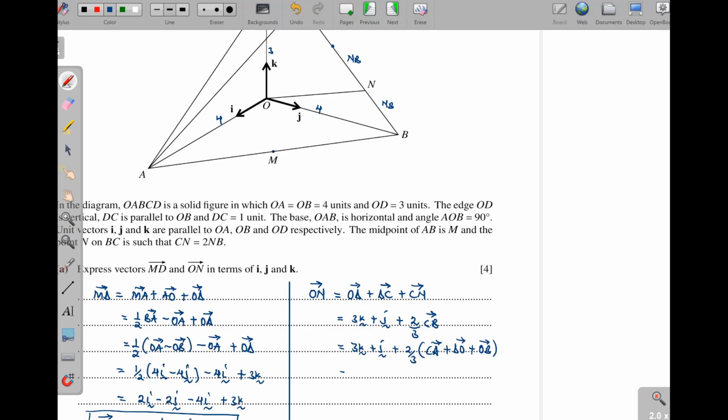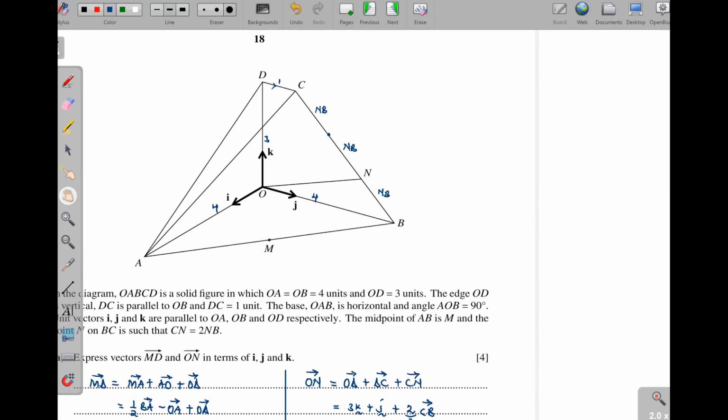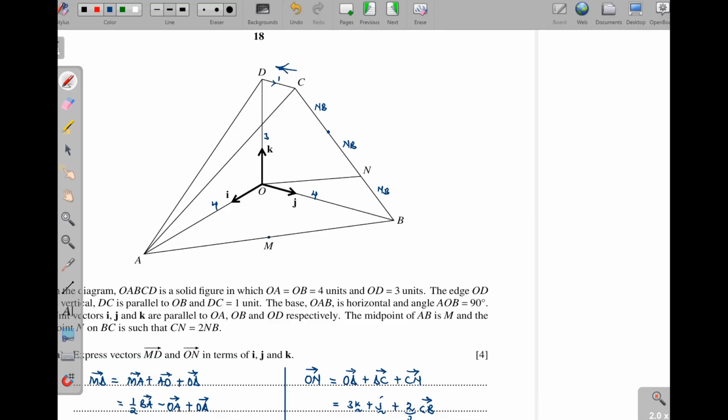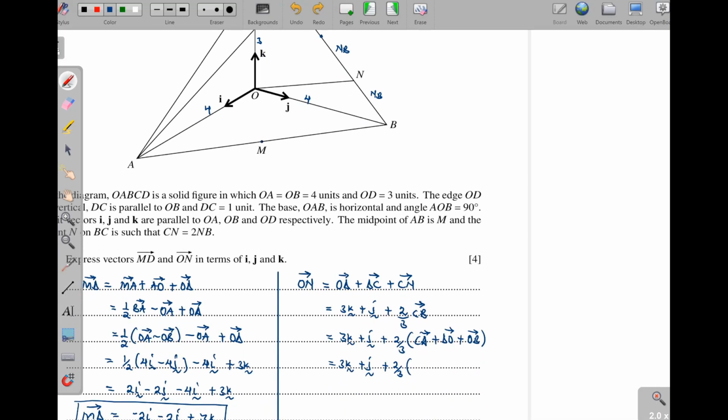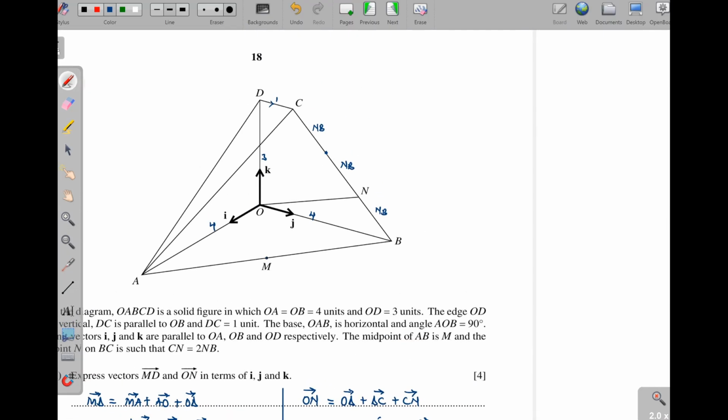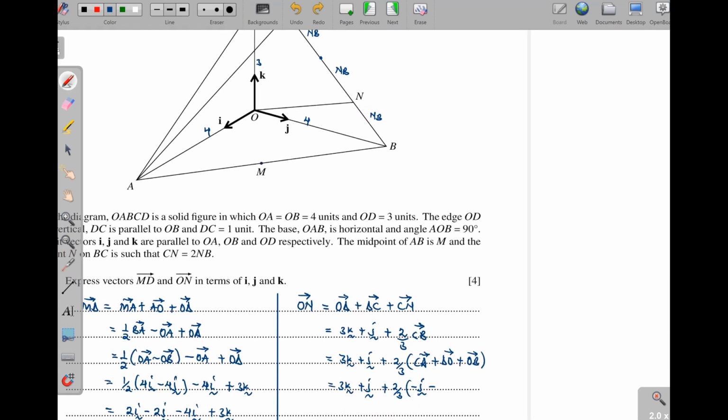Now, what do we have here? This is 3k, then plus the j, plus 2/3 of CD. We are moving backwards, so it is the negative of this. So it is going to be negative j. Then DO, we are moving in the negative direction of this one, so it will be negative 3k. And then OB is this one here, which is 4j.